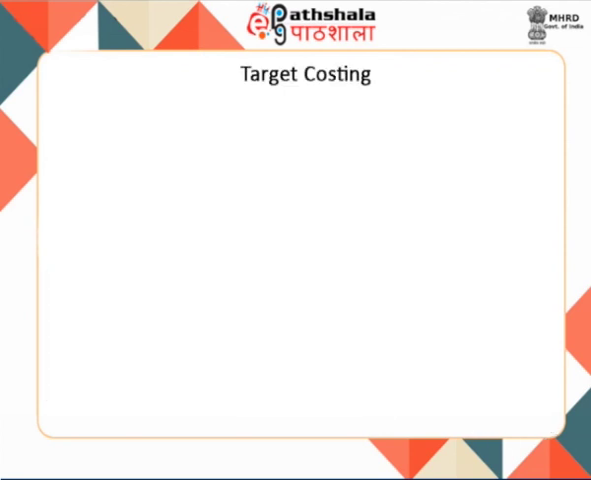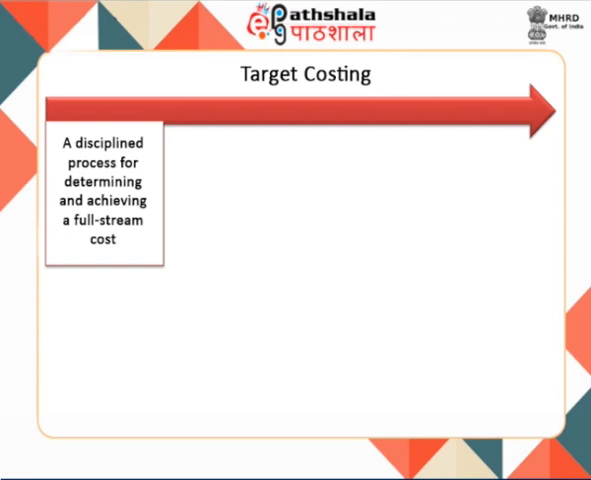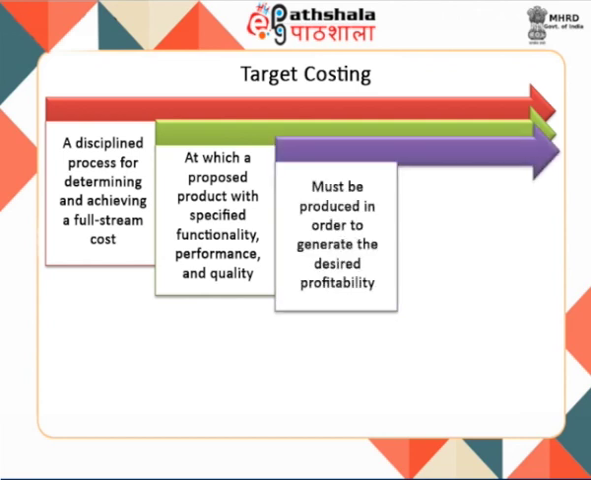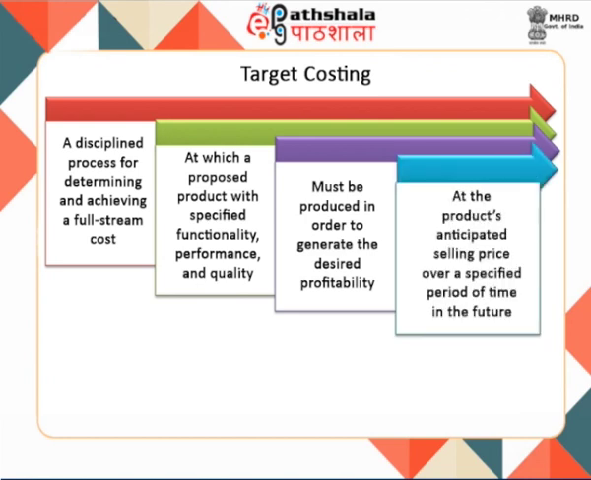A comprehensive definition of target costing is: target costing is a disciplined process for determining and achieving a full stream cost at which a proposed product with specified functionality, performance, and quality must be produced in order to generate the desired profitability at the product's anticipated selling price over a specified period of time in the future.